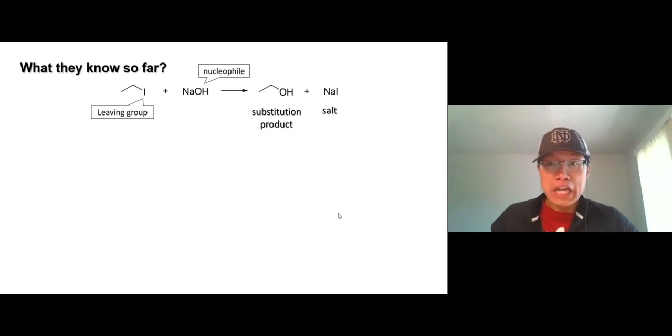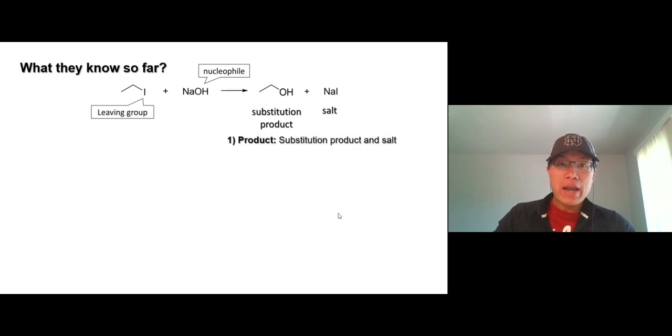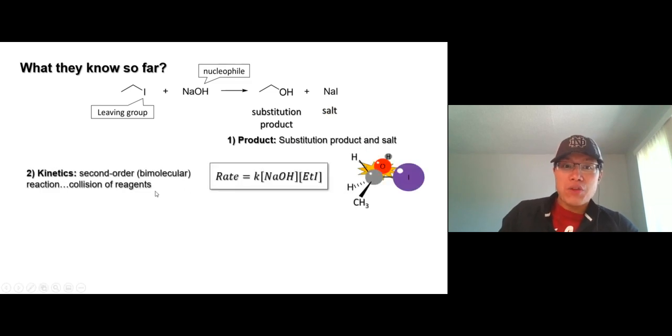All right, before we go further, let's review what we have seen so far. Evidence number one: if you mix an alkyl halide with a nucleophile, you get a substitution product and a salt coming out of the reaction. Kinetic evidence shows that it's a second order or bimolecular reaction, suggesting that the two substrates collide.